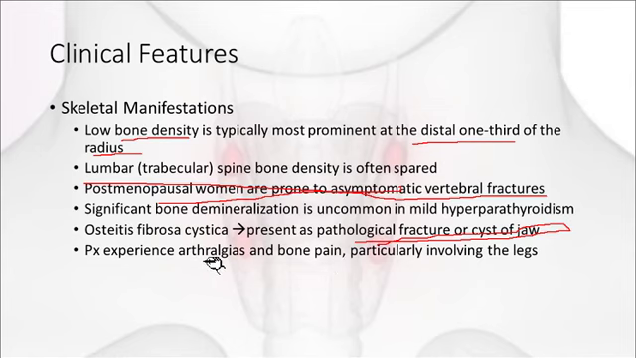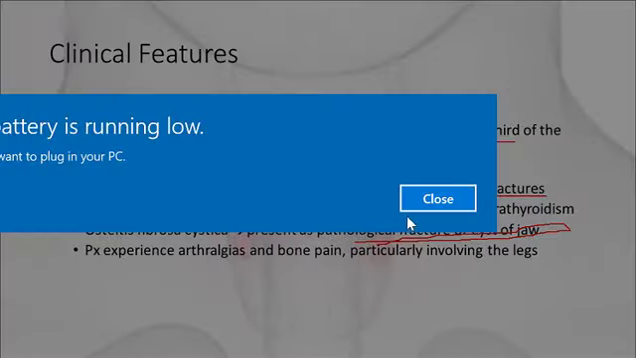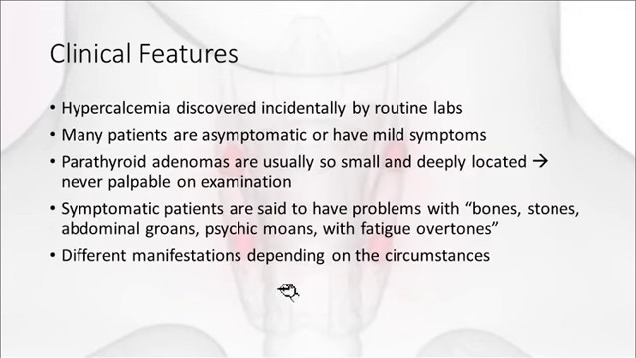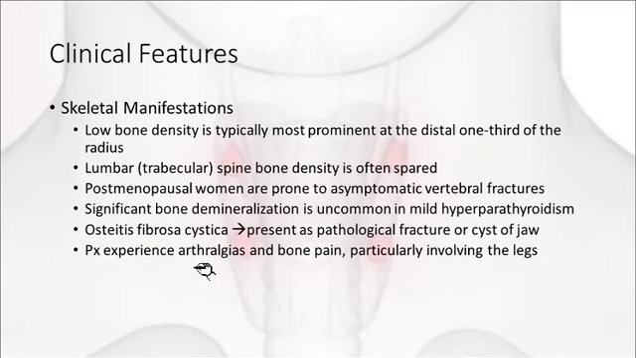Patients sometimes experience arthralgia and bone pain, particularly in the legs, and this by far is the most common symptom that patients experience, and that's why they say bones. For example, here in this particular statement where we say bones, stones, abdominal groans, well, bones is usually the bone problems that we're talking about, and most commonly it is arthralgia and bone pain, particularly involving the leg.